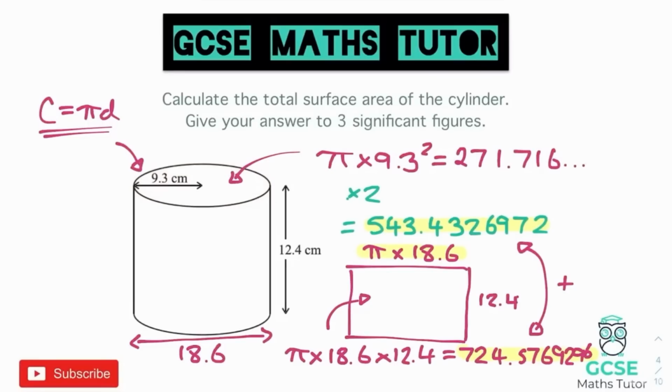So I'm going to do that inside the cylinder there. So we've got 724.576, the curved, plus the two circles, 543.4326972. There we go, pressing equals, and we get a final answer here of 1,268.009627. And again, three significant figures.